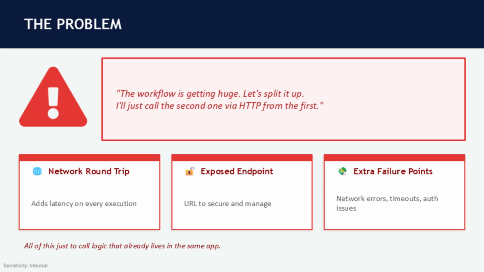The typical instinct when a workflow gets too big is to split it into multiple smaller ones and wire them together via HTTP. It works, but it's the expensive way to do it. You're adding network latency on every single execution. You've got an endpoint you now need to secure and manage, and you've introduced new failure points, timeouts, auth errors, network blips. All of that just to call logic that already lives in the same app.